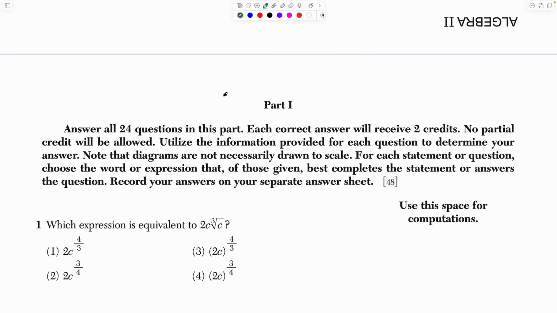Now let's get started. So first up, we're going through the part 1 multiple choice. There's 24 questions here, and each question is worth 2 credits.